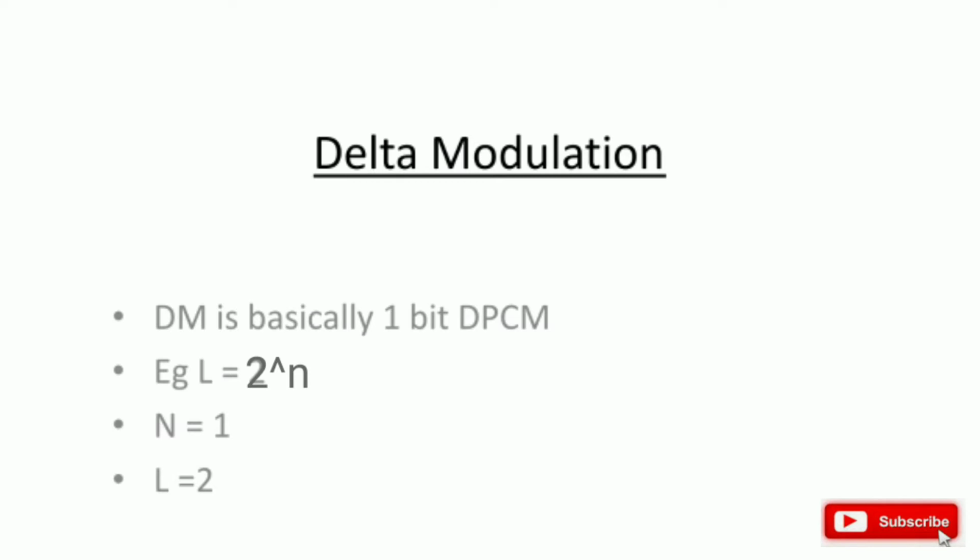The quantized level is given as L equal to 2 to the power n. Because the n value is 1, we find the quantized level as 2. So in DM we use only 2 quantized levels.